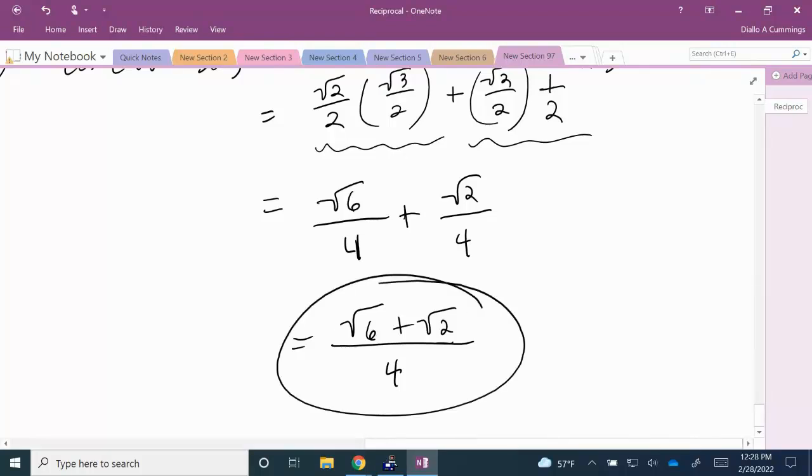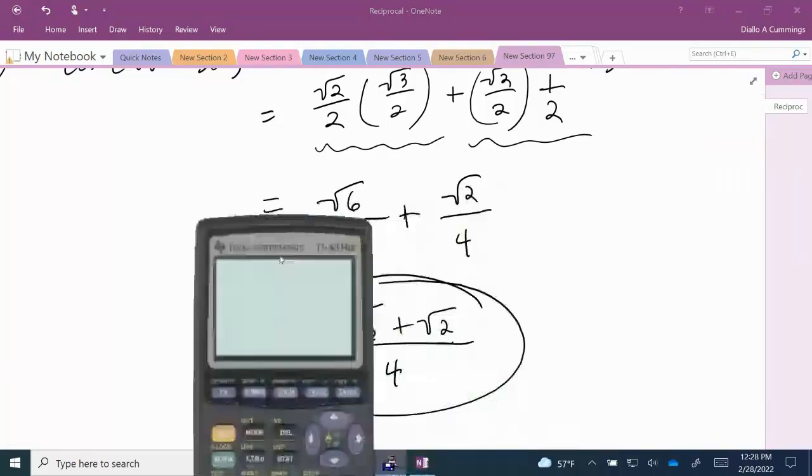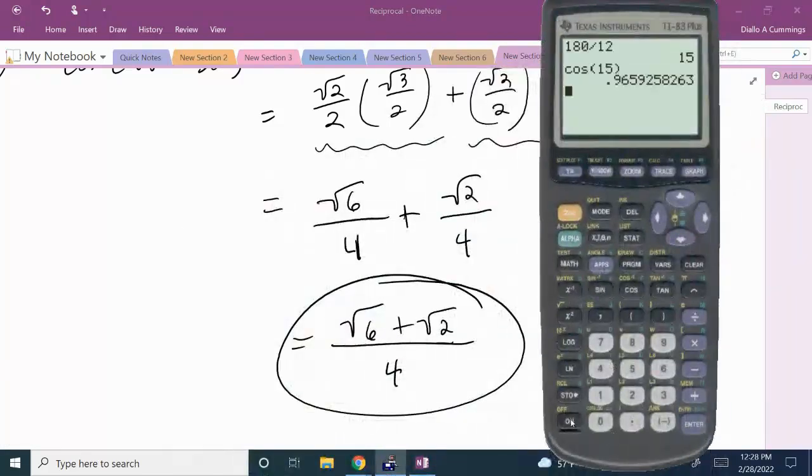So this would be our simplest form, and this would be our solution. Now I'm just going to check that with what we had earlier. Right, when we put in the cosine of 15 degrees, we got 0.96. So I'm going to evaluate this in the calculator just to verify.